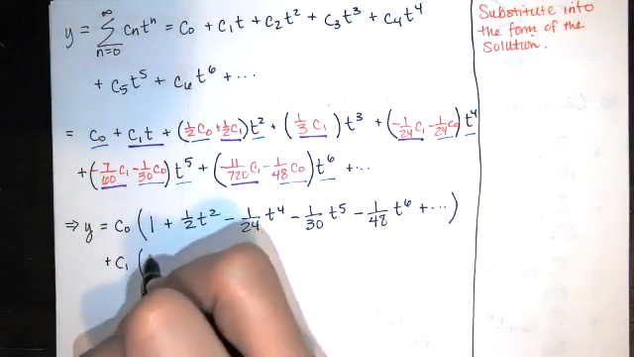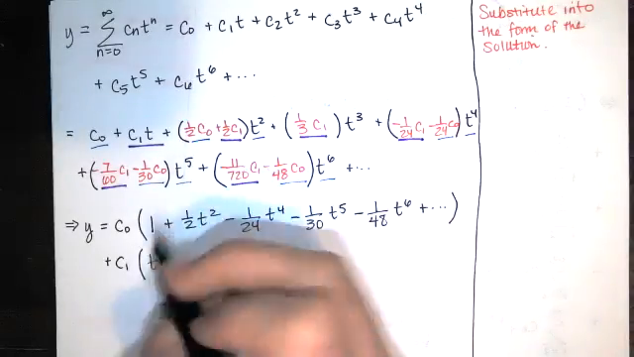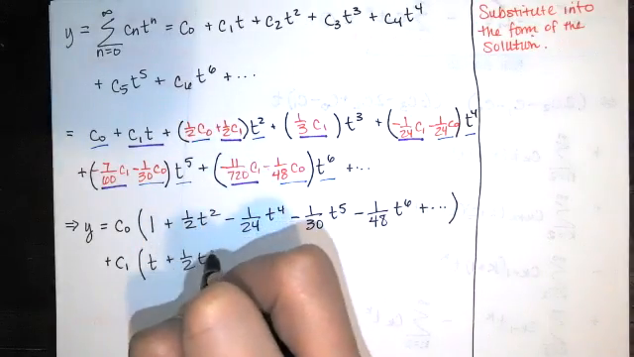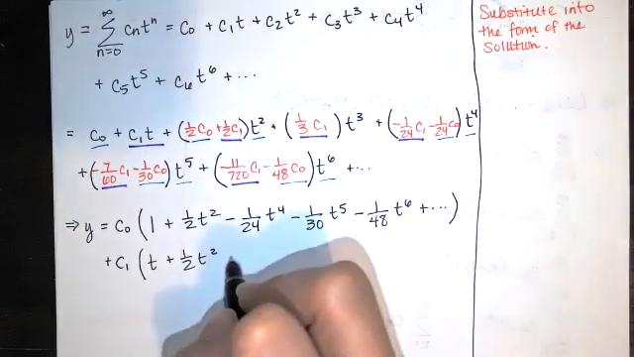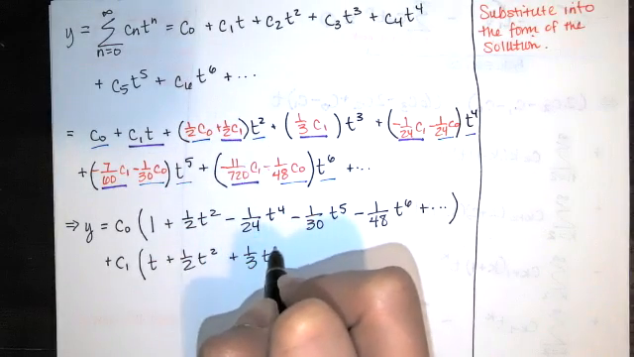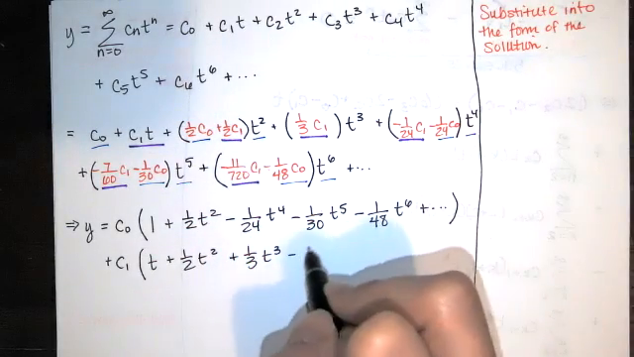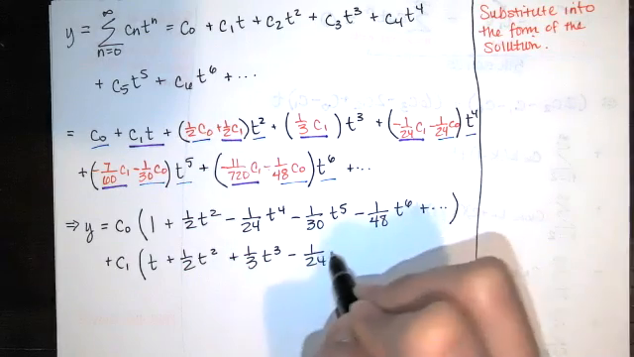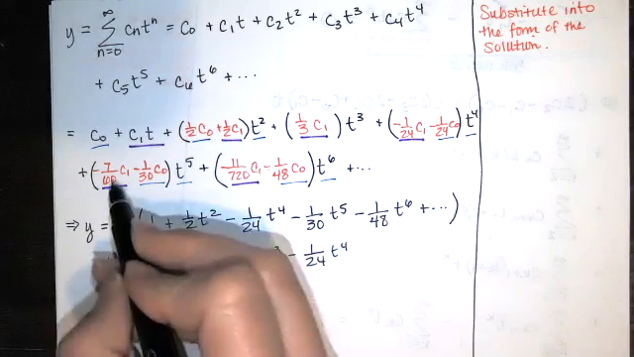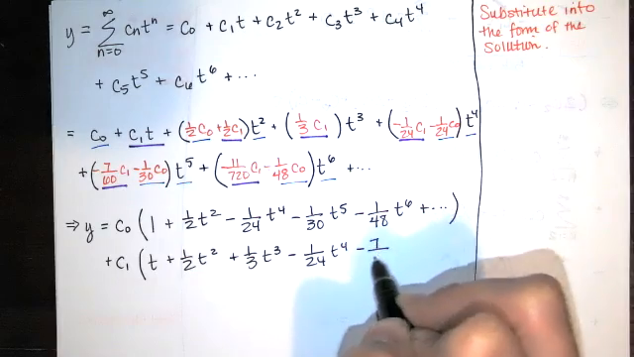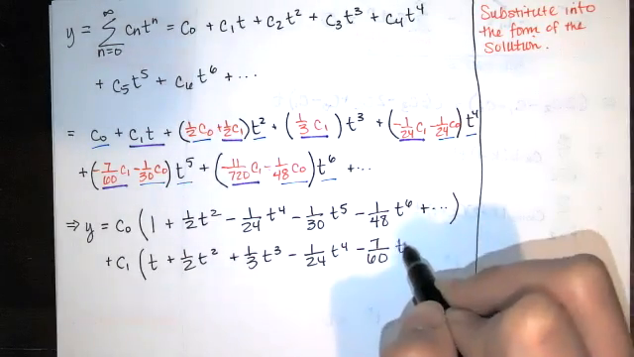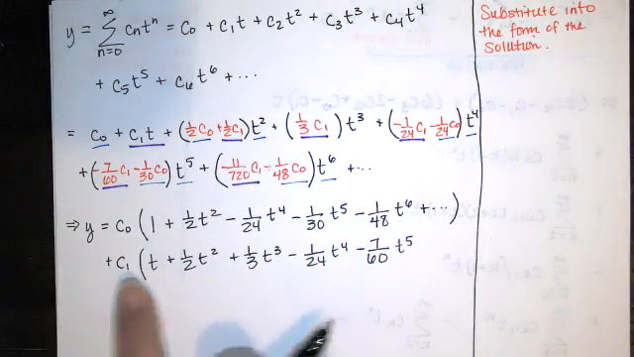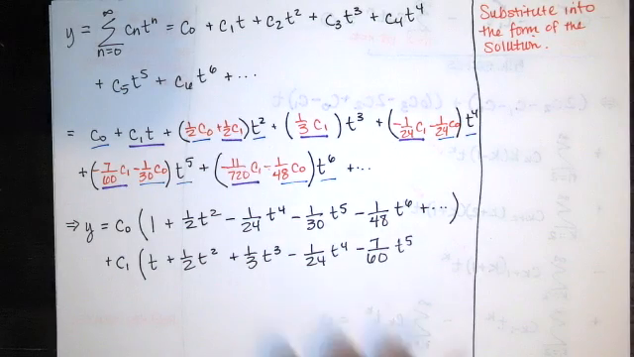That's c sub 1 times t. This is c sub 1 times 1/2 t squared. This is 1/3 times t cubed times c sub 1. This is negative 1 over 24 times t to the 4th times c sub 1. And we've got minus 7 over 60 times t to the 5th. And that would be our 5 terms, but we've got one more.